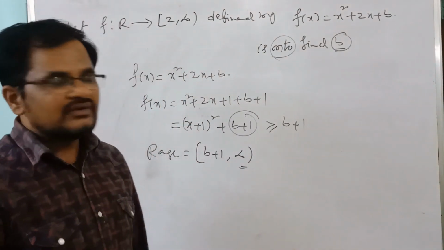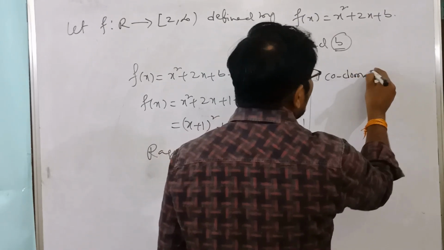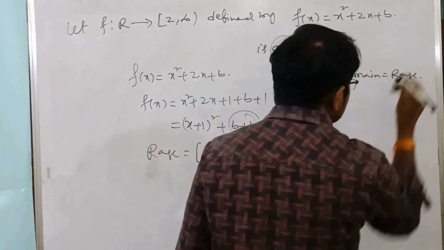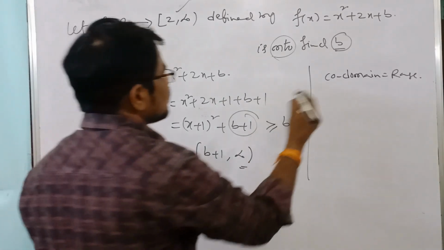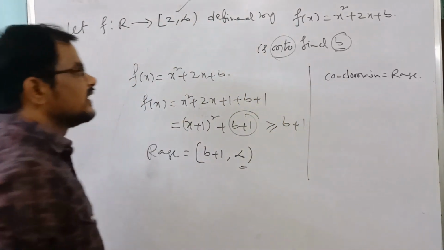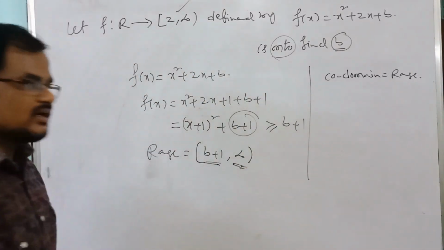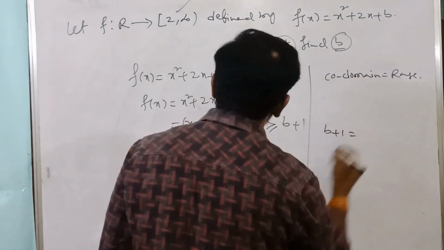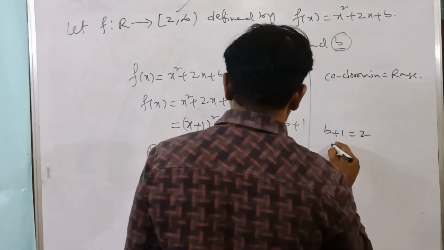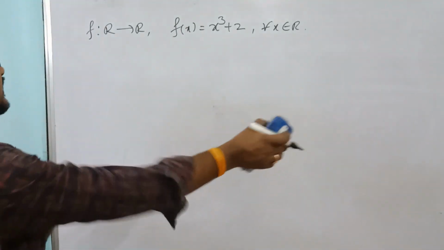But the already given function is what? An onto function. If a function is an onto function, codomain equals what? Range. So what is the range here? The closed interval 2 to infinity. And here what is the range? b plus 1 to infinity. So can you write this as b plus 1 equals 2, and b equal to 1, onto or into function?